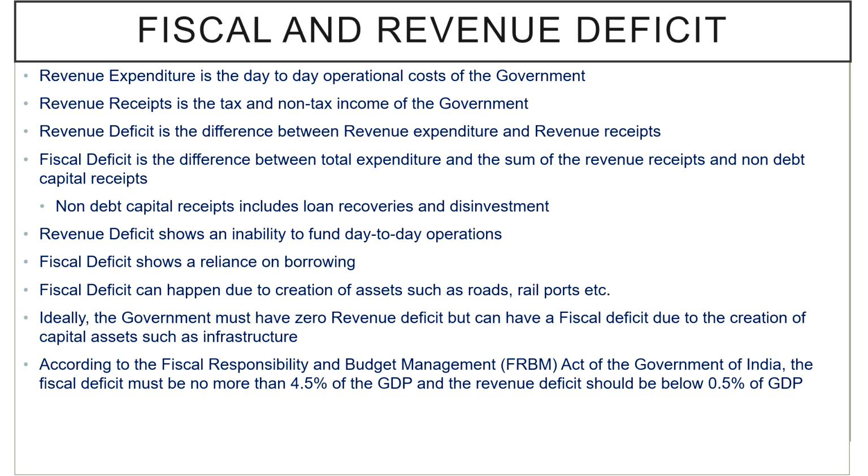Revenue deficit shows an inability to fund day-to-day operations. Fiscal deficit shows a reliance on borrowing. Fiscal deficit can happen due to creation of assets such as roads, rail, ports, etc. Ideally, the government must have zero revenue deficit, but can have a fiscal deficit due to the creation of capital assets such as infrastructure. According to the Fiscal Responsibility and Budget Management Act of the Government of India, the fiscal deficit must be no more than 4.5% of the GDP, and the revenue deficit should be below 0.5% of GDP.